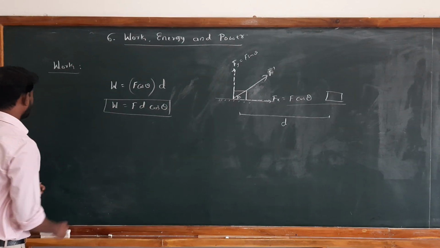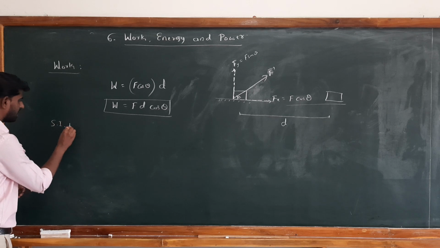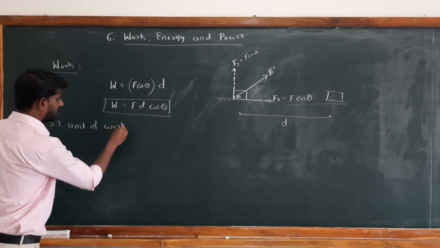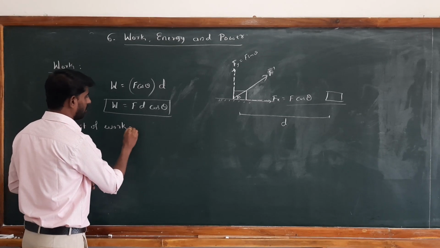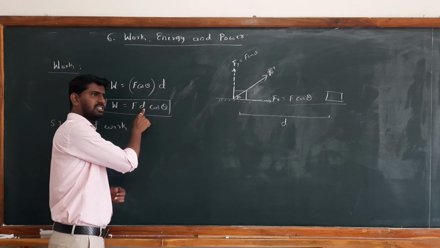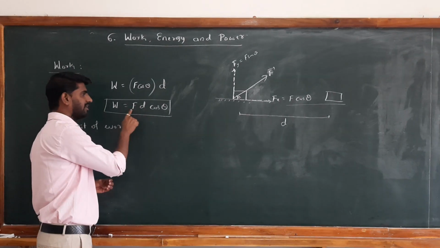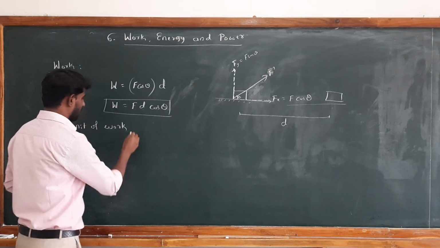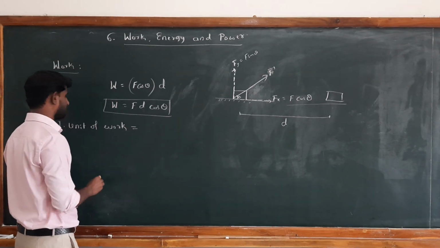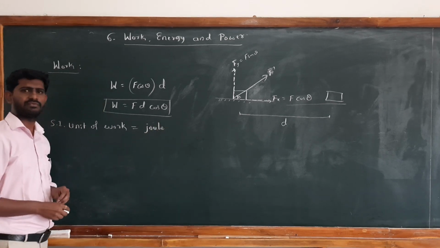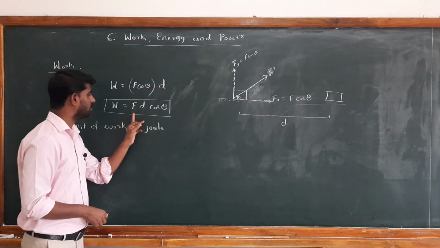And next one was the SI unit of work. For force the unit is Newton, and for distance it is meter. If you write separately, Newton meter becomes the unit. But in the SI system we write the joule. Joule is the SI unit of work done. So joule means Newton meter.